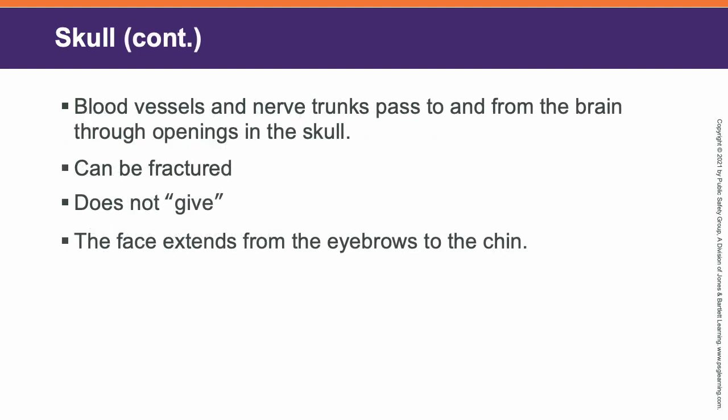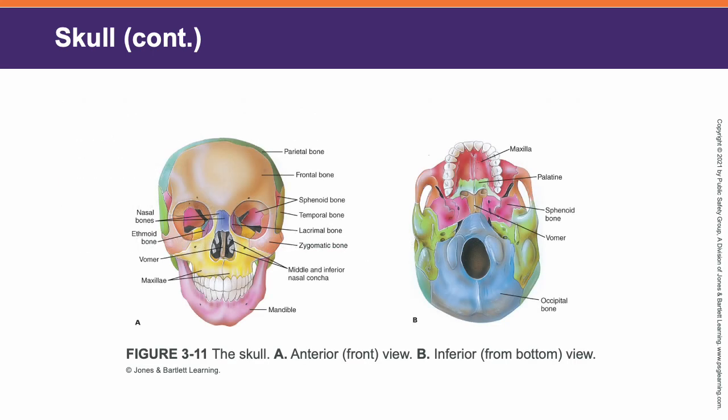Blood vessels and nerve trunks do go in and out of the brain through openings in that skull, but it can be fractured. You also have to understand that your skull does not give, so it is very rigid. If there is any give to that structure, there's likely been some damage. And we'll talk some more about that when we talk about head injuries. The face portion of your skull extends from your eyebrows down to your chin. You can kind of see that in the picture.